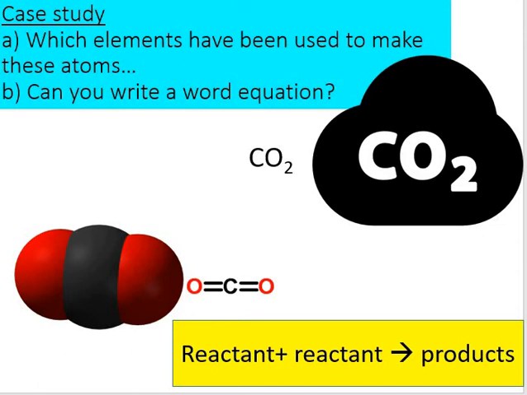So here is an example. We've got a product. What would the reactants have been? So what does the C represent? Find that in your periodic table. What does the O represent? And how many are there? And then once it's chemically combined, it makes a new product. What is the new product's name? Pause the video, write out the word equation for this one.